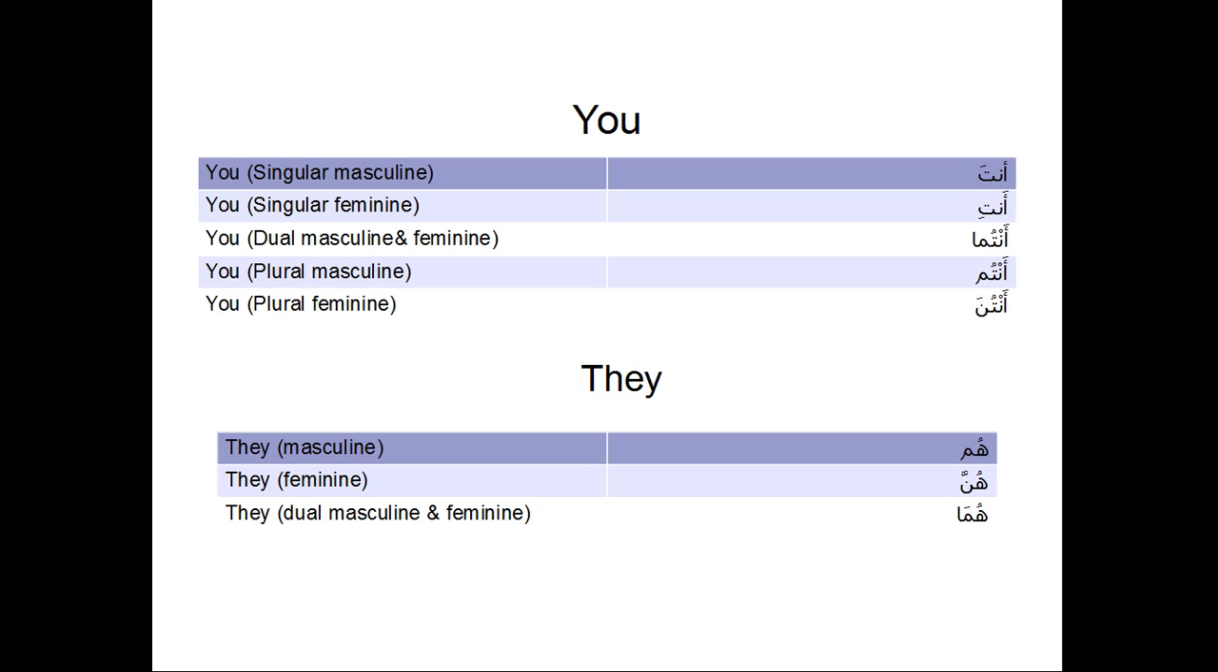First one, أنت, you, singular, masculine. أنتِ, you, singular, feminine. أنتما, you, dual, masculine and feminine. أنتم, you, plural, masculine. أنتن, you, plural, feminine.